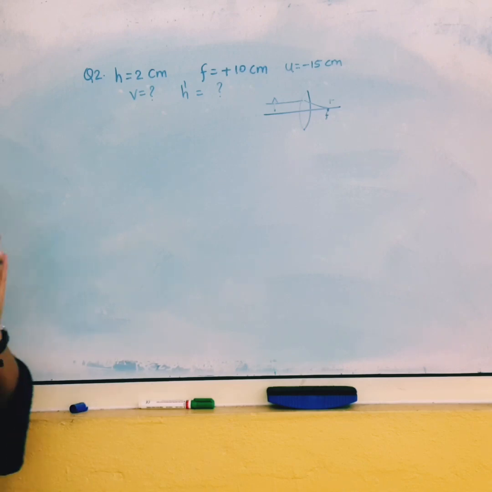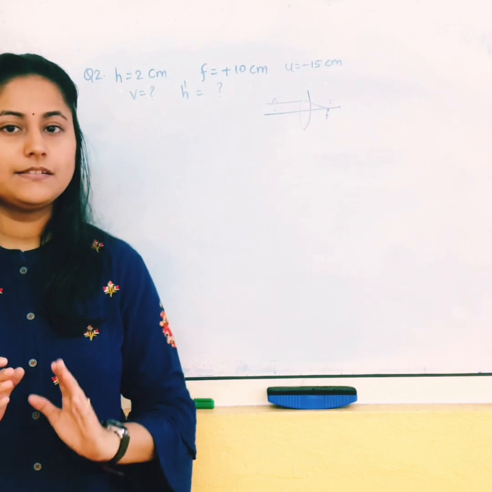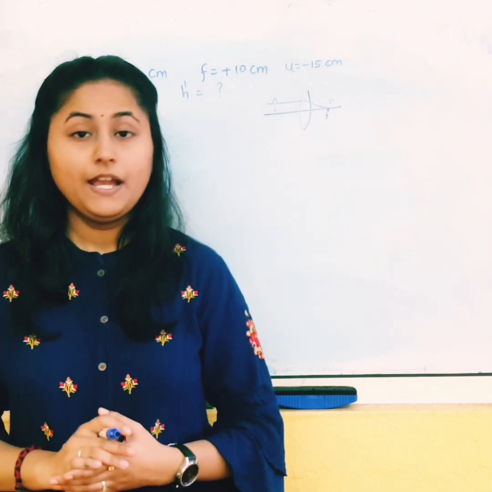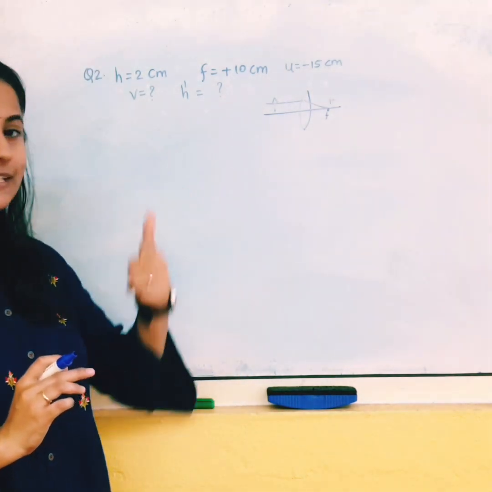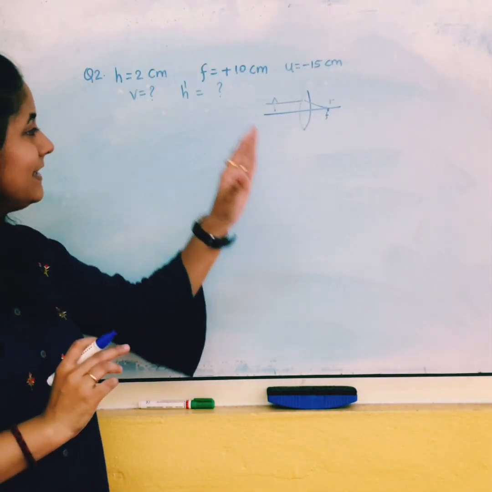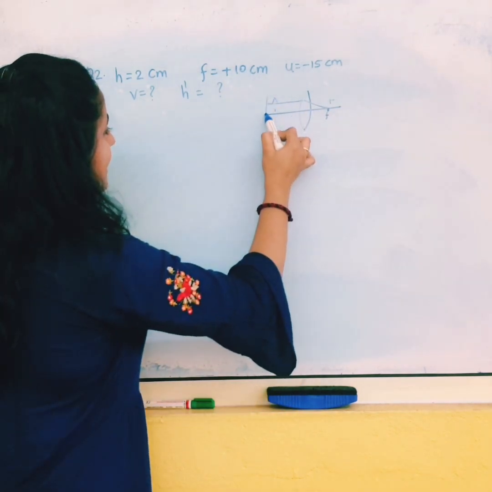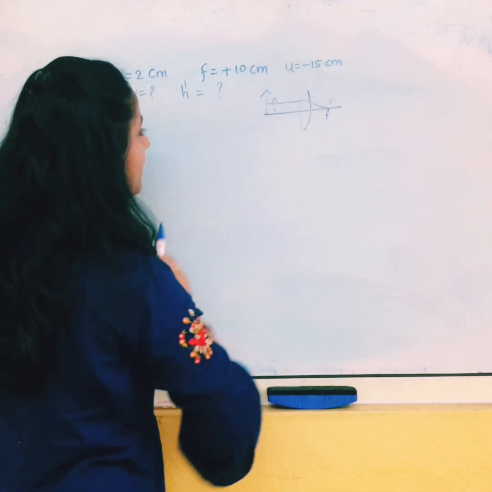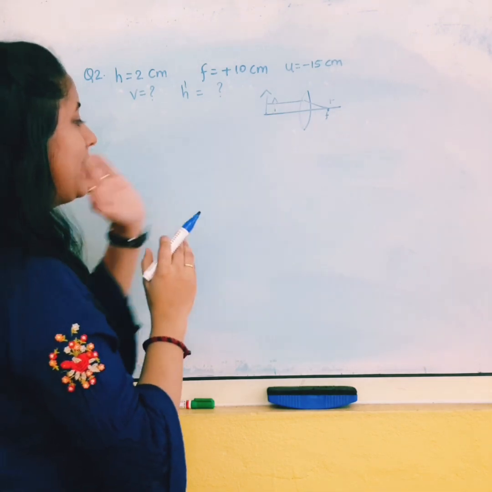Now in case of a convex lens, you remember that there are 6 cases, just as there are 6 cases in case of concave mirror. And only the last case is virtual and erect in case of a convex lens. Now in case of a convex lens, the last case is when the image is formed on the same side of the lens. In the rest of the cases, the image is formed on the other side. So you have to see now whether the answer that you get is positive or negative.